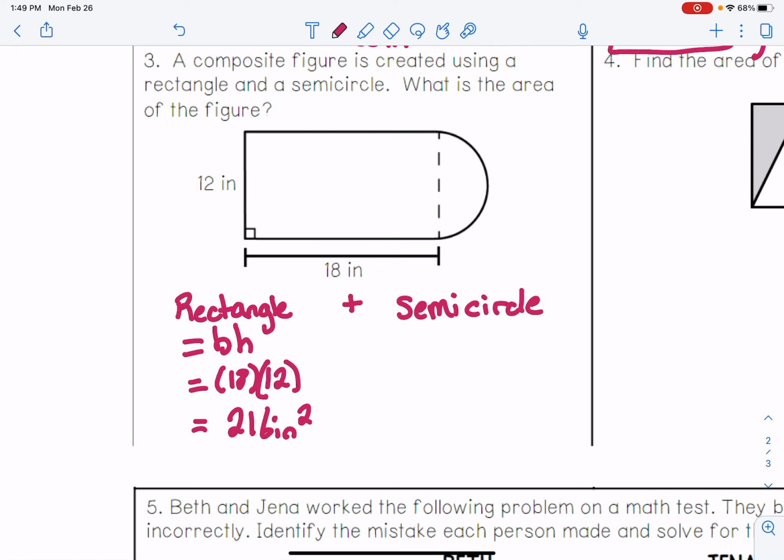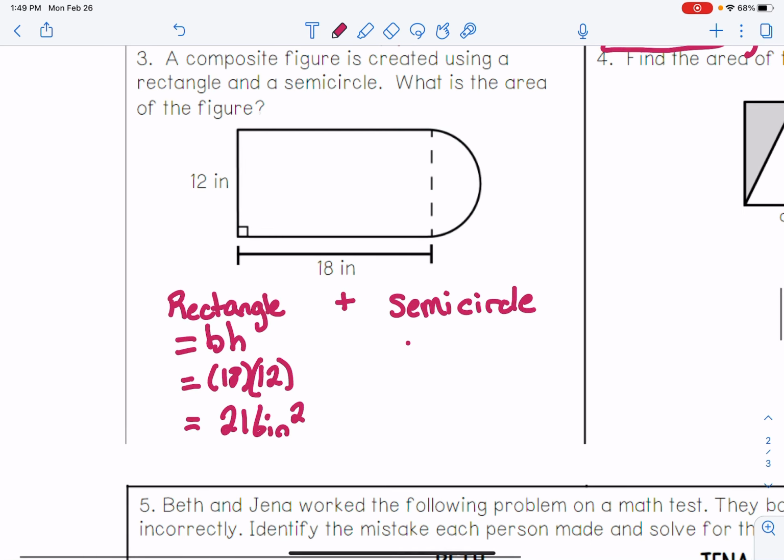All right, let's talk about the semicircle. Let's start with the concept of a circle, okay? We know that the area of a circle is pi r squared, but we want half of that circle. So whatever value we get for pi r squared, when we're done, we're gonna divide by 2.